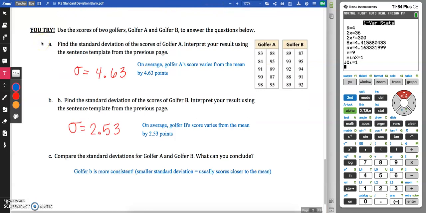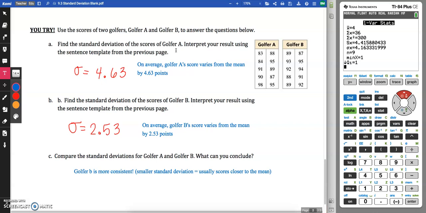All right, here is what I got when I calculated the standard deviation for each golfer. Golfer A, 4.63, and then my interpretation of that using that sentence from before: Golfer A's score varies from the mean by 4.63 points. Golfer B, 2.53. So golfer B's score varies from the mean by 2.53 points.